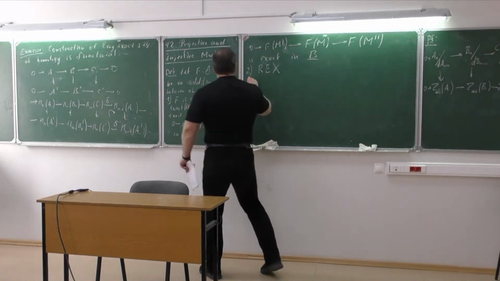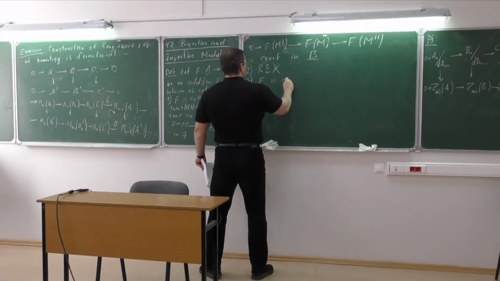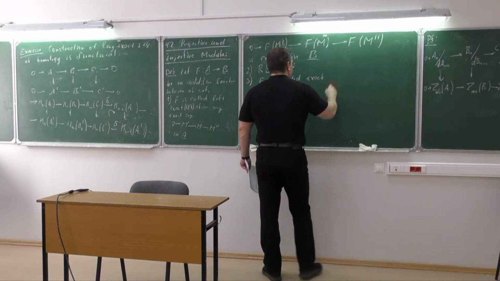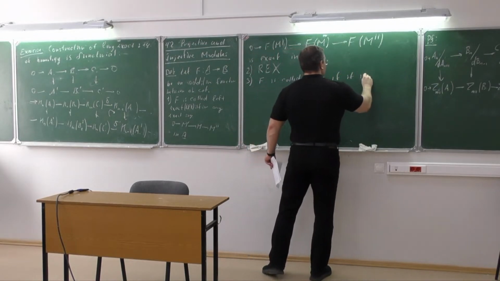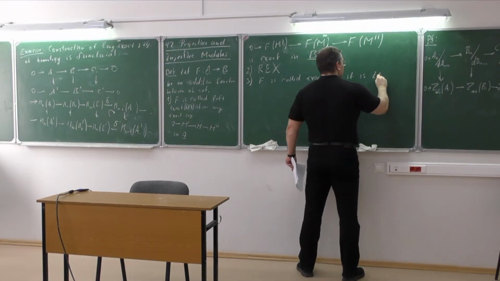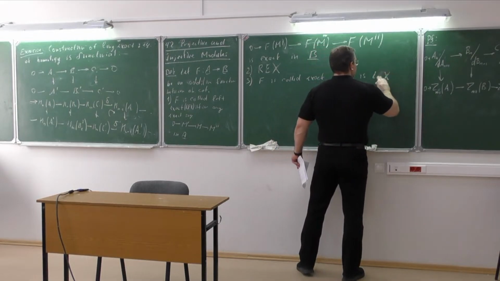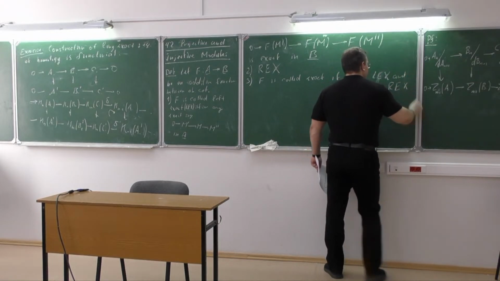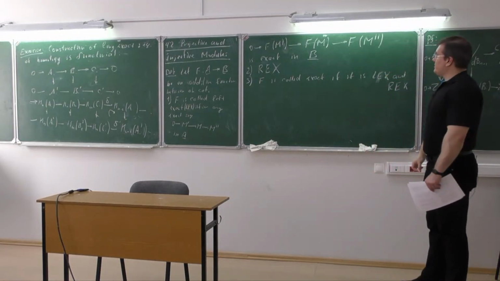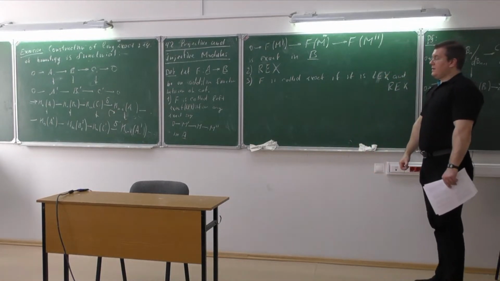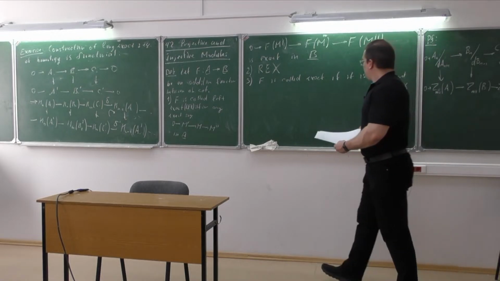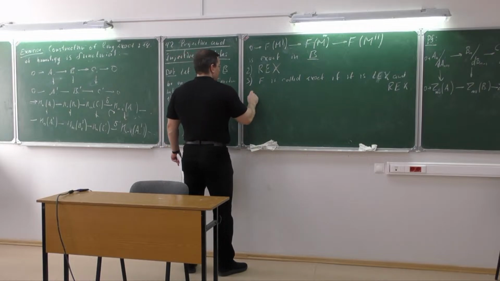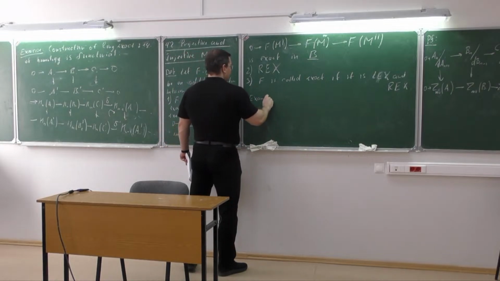And finally, 3, f is called exact if it is left exact and right exact. Or in other words, it's preserving any short exact sequence. Well, we already know actually examples of such functors. So, example.